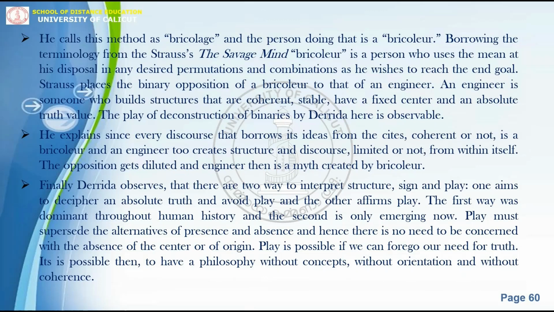So, from this essay, what we understand is that Derrida observes that there are two ways to interpret structure, sign and play. One aims at deciphering an absolute truth and avoids play, and the other is asserting the play. The first way was dominant throughout human history, and the second is only emerging. So, play should supersede the alternatives of presence and absence, and there is no need to be concerned with the absence of the center or of origin. Play is possible if we forego our need for truth, and it is possible to have a philosophy without concepts, without orientation, and without coherence.